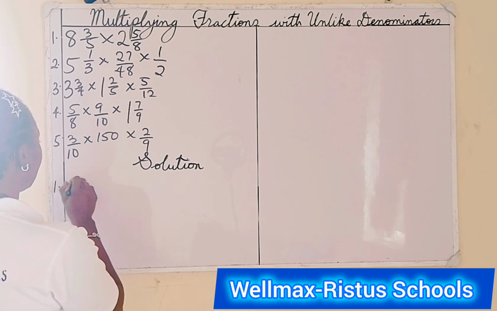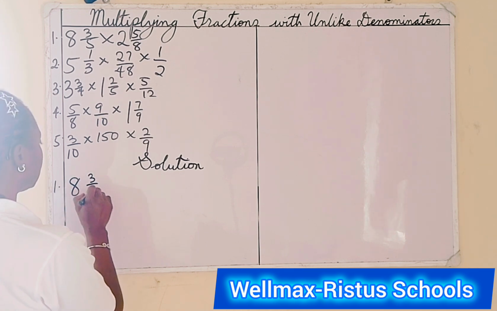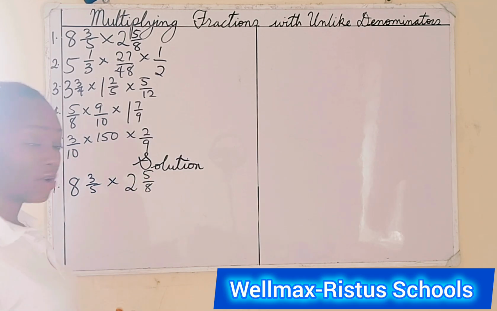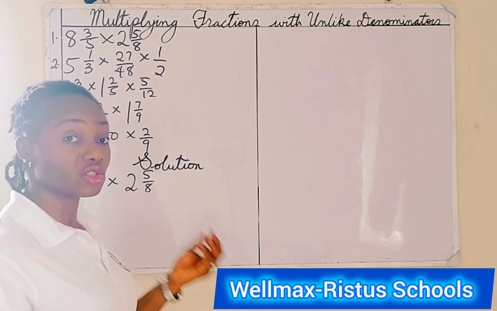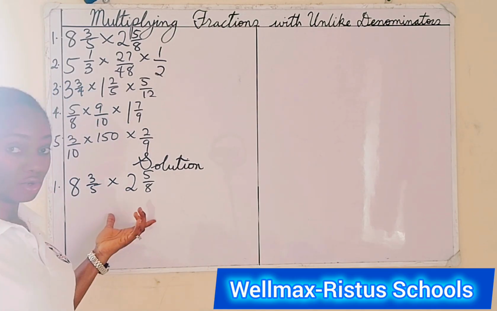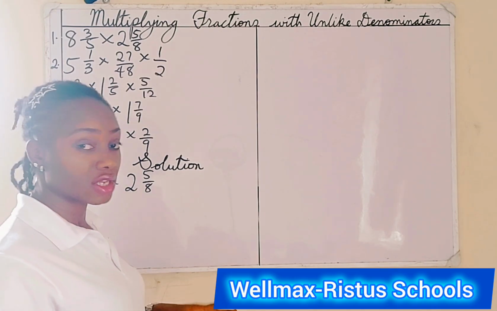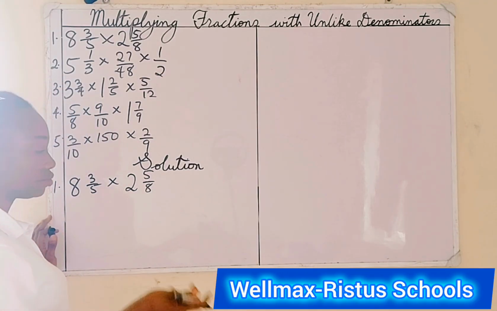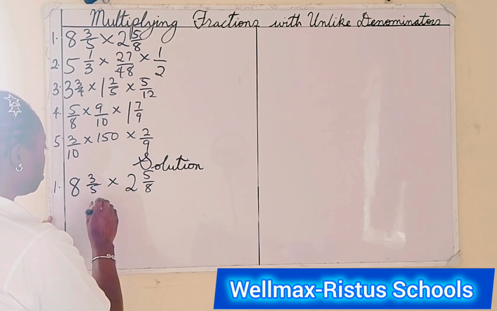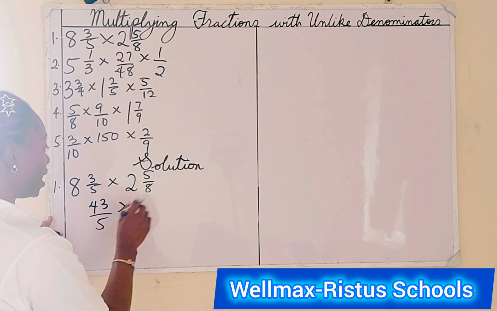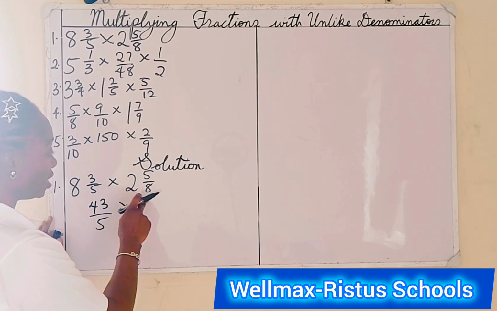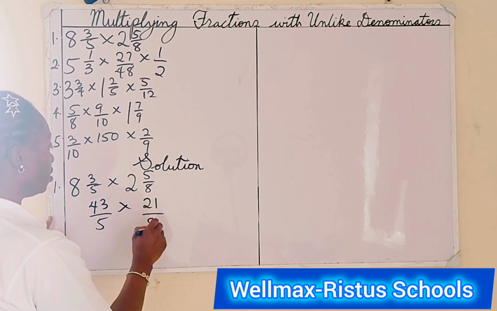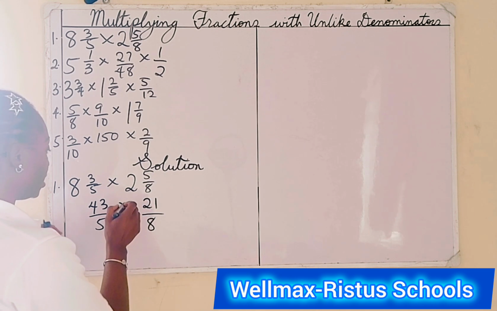Question 1. We have 8 wholes 3/5 times 2 wholes 5/8. Before we start solving this question, we first need to expand the fractions. We need to convert them to improper fractions before we multiply. 5 times 8 is 40. 40 plus 3 is 43 over 5. 8 times 2 is 16, and 16 plus 5 is 21 over 8. Right?